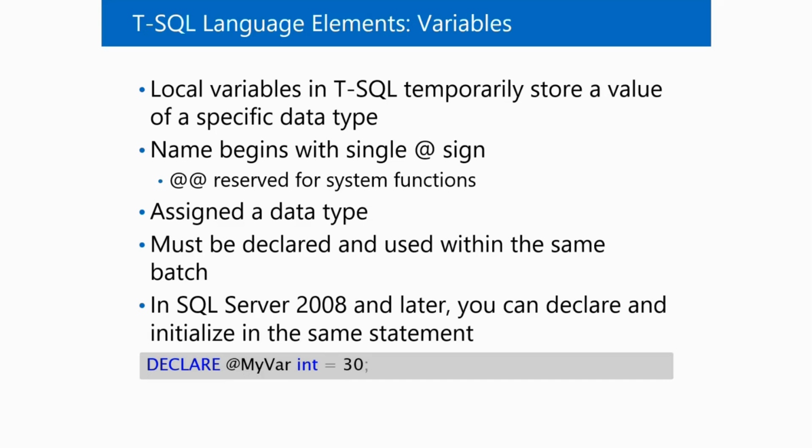You may find some other types of variables that begin with a double @. This double @ symbol is reserved for system variables. Some variables are already provided by SQL Server that help you get the system information.